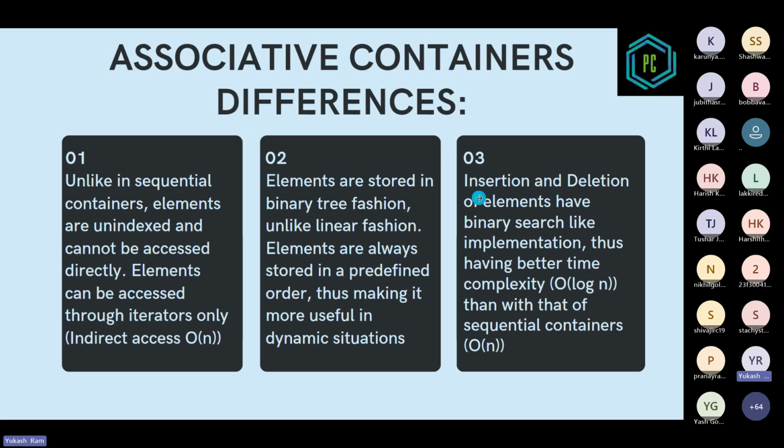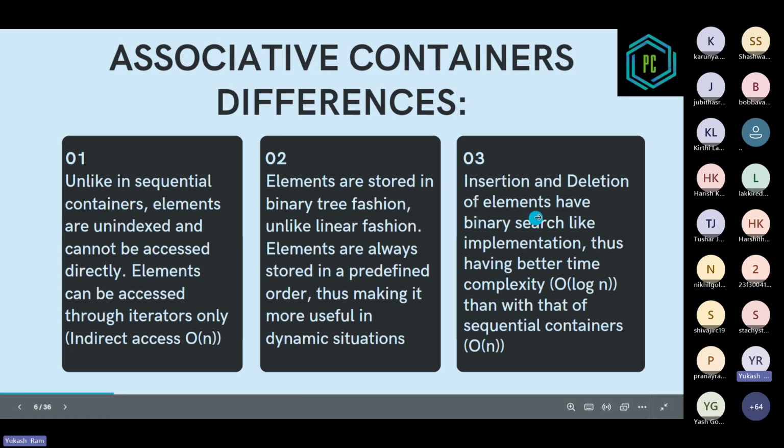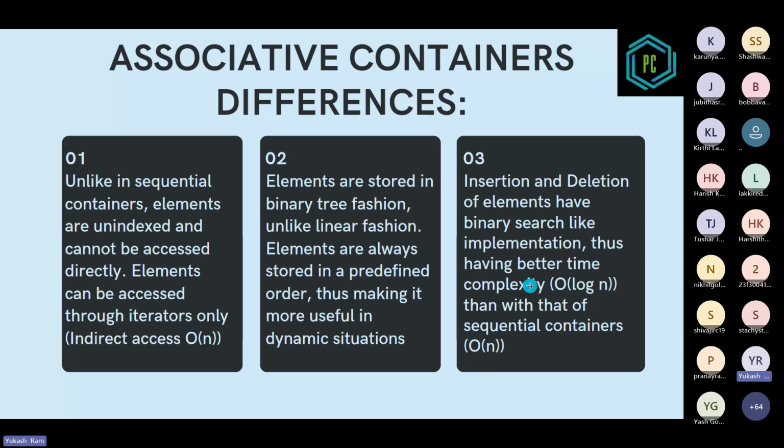And lastly, we have insertion and deletion of elements having a binary search like implementation, thus having a better time complexity. In sequential containers, if you have to insert an element in the middle or delete an element in the middle, you have to shift all the elements to the right of that element, which is O of n time complexity. But in the case of associative containers, this can be implemented in O of log n time complexity.